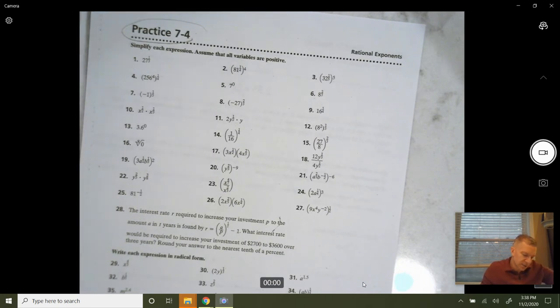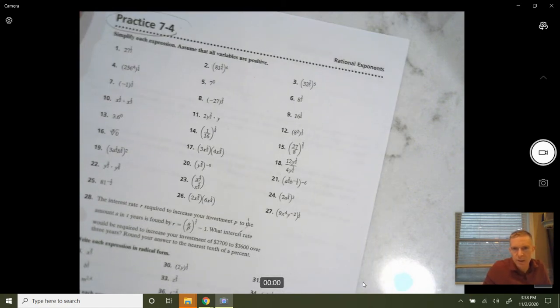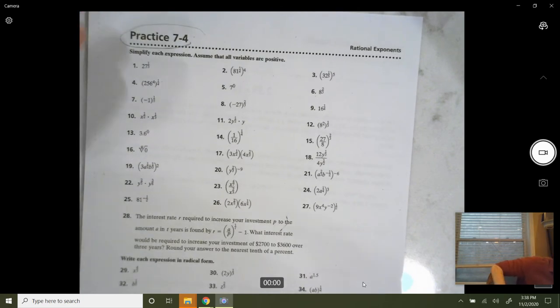And I've got an answer key. I will post an answer key, but there's a few of these I want to go over together. If you don't need to go over them, you can stop the video here and work through these. I'm going to go over a few of these.